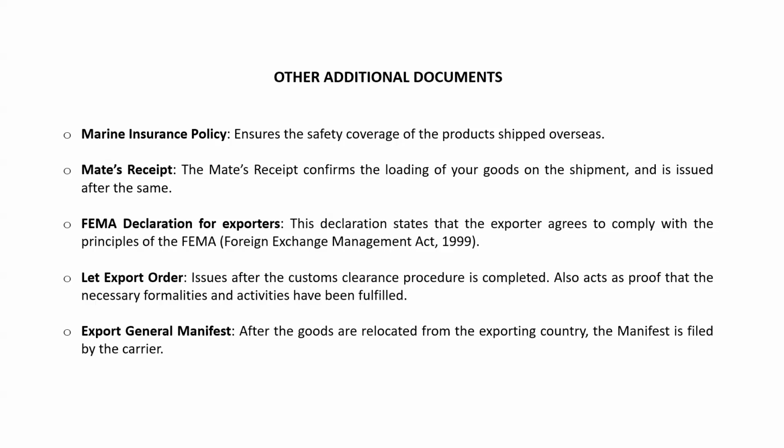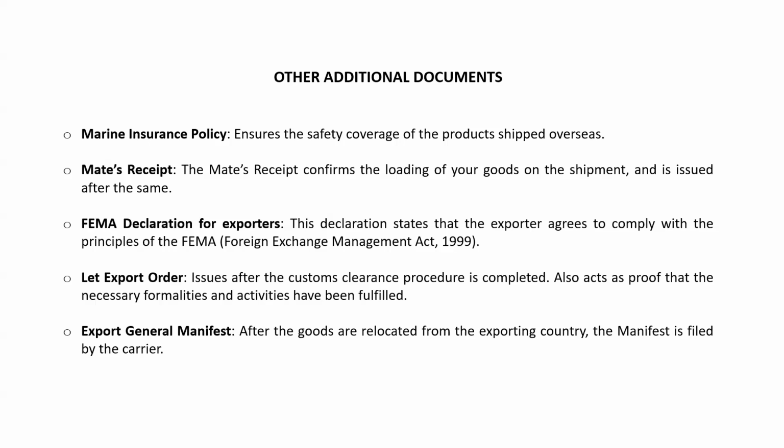Then the export order. It is issued after the customs clearance procedure is completed, and it also acts as proof that the necessary formalities and activities have been fulfilled. Once customs clearance is done, there is customs checking and verification of the main documents required: the pro forma invoice, commercial invoice, packing list, and sometimes the bill of lading as well. Once all this has been verified by the customs officials, they will issue the export order, giving an authorization that yes, this product is eligible for export. This is given by the customs department at the port of origin, that is, the country from which the product is being exported.